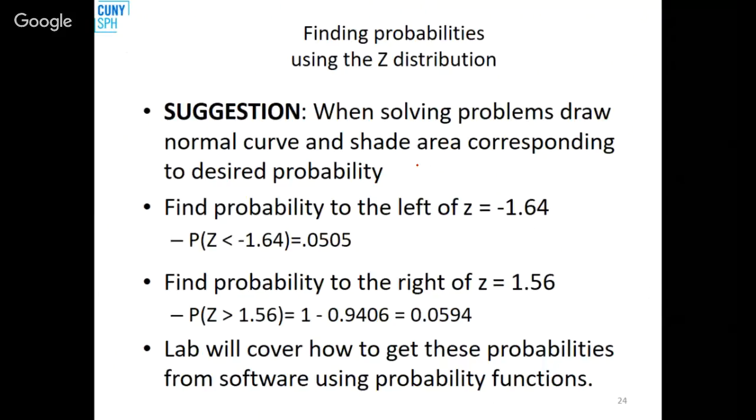And it's even not a bad idea when you're doing hypothesis testing, especially when we get to what is called one-tailed hypothesis testing. It can get a little bit confusing, but it helps if you draw out the interval of probabilities corresponding to the probability that you're calculating.